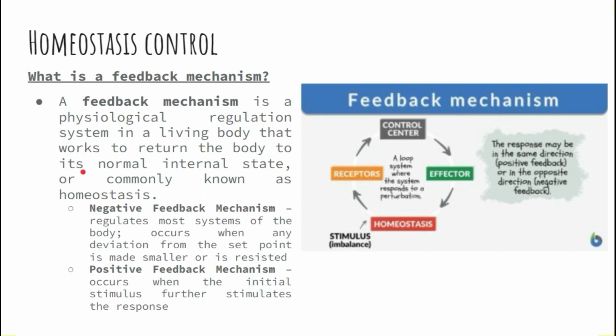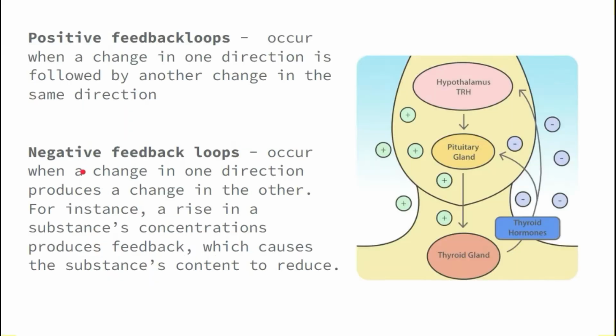Here we have the term feedback mechanism. The feedback mechanism is a physiological regulation system in a living body that works to return the body to its normal internal state, or commonly known as homeostasis. Under the feedback mechanism, we have either negative feedback or positive feedback mechanism. So for the positive feedback loop or mechanism, this can occur when a change in one direction is followed by another change in the same direction.